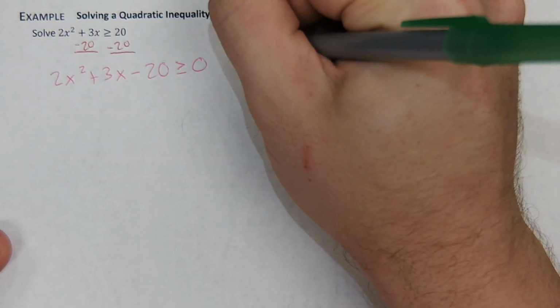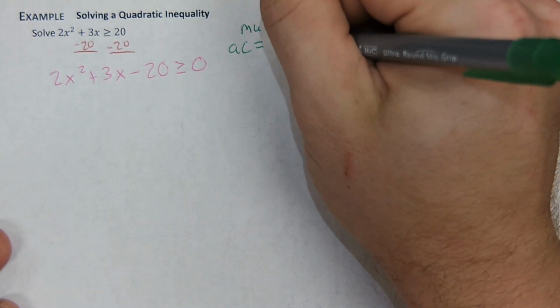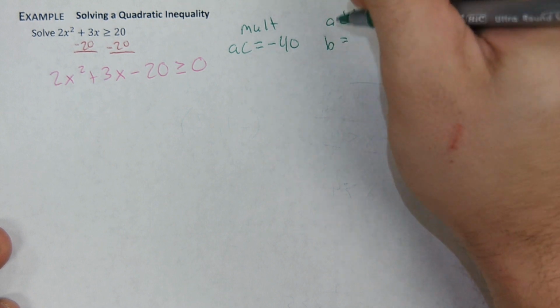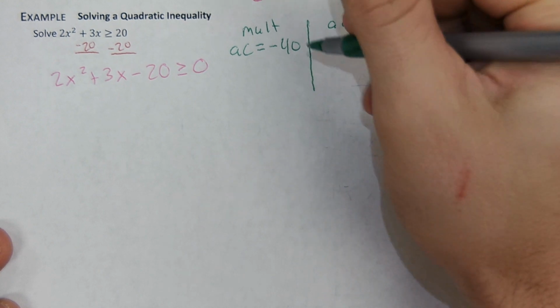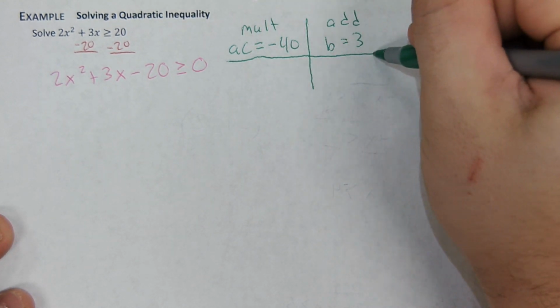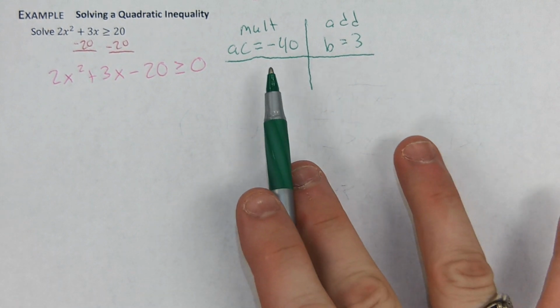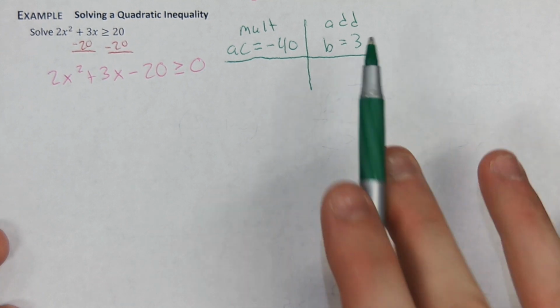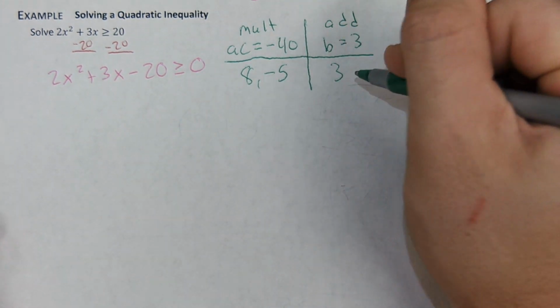So we have to figure out what two numbers multiply to our a times c, which is 2 times negative 20 or negative 40. And I need those two numbers to add to my b value, which was positive 3. And yes, there are two numbers that multiply to negative 40 that add to positive 3. Yep, the numbers are 8 and 5, but clearly one has to be negative. So we're going to say the 5 is negative. That way they add to a positive 3 still. So 8 and negative 5. Those do add to 3, so we're in business.